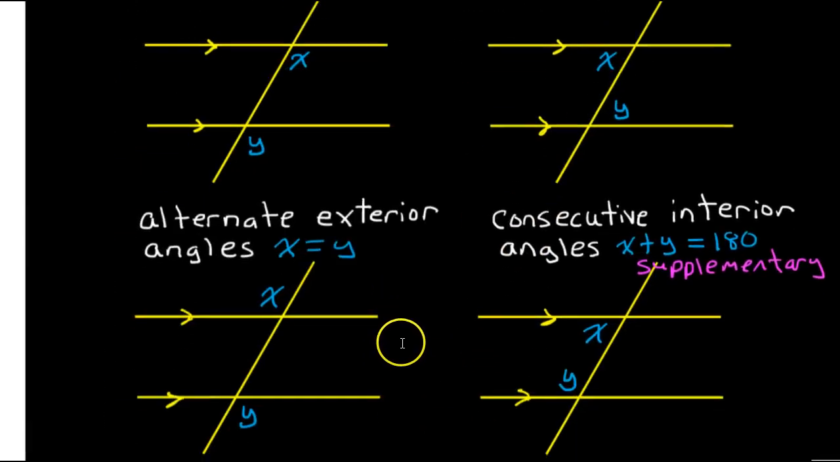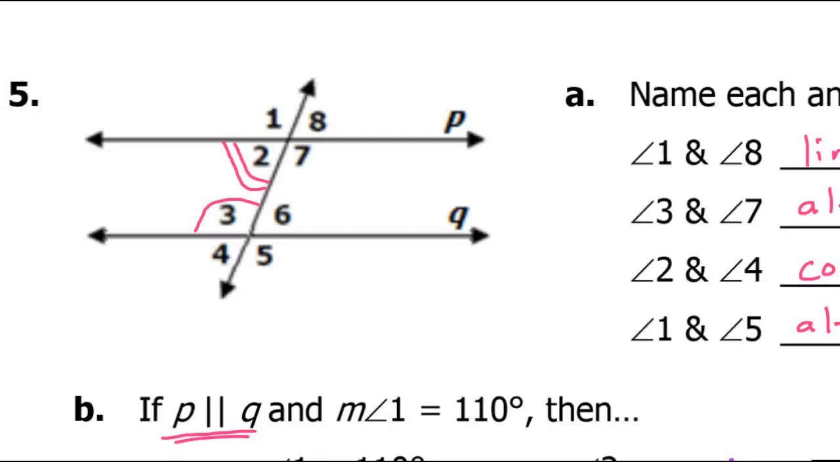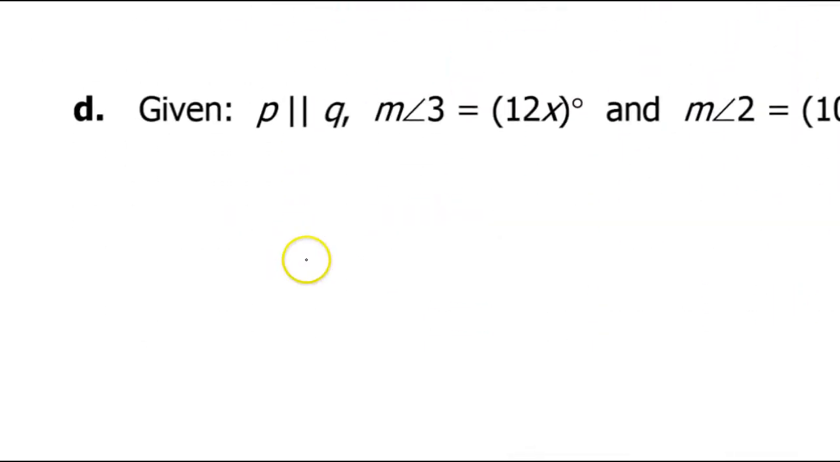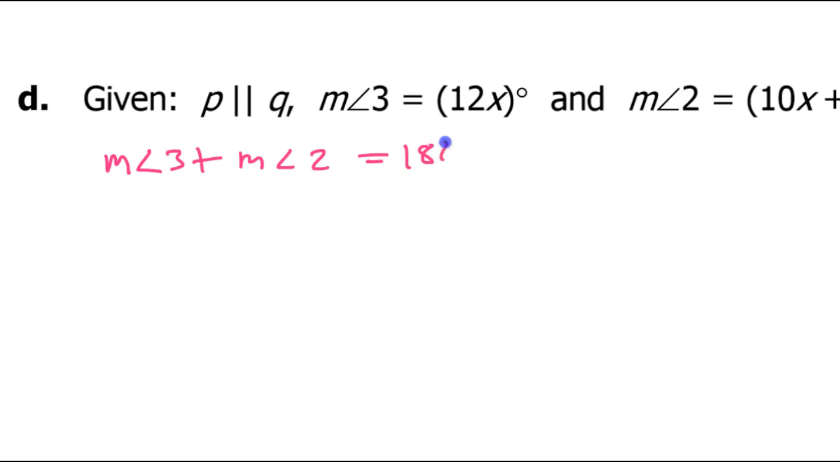Now you could sit here and memorize that consecutive interior angles are supplementary, so they have to add up to 180. But again, when it's obvious that some angles look acute and some angles look obtuse, if I give you an acute angle and an obtuse angle, when the lines are parallel, those are going to be supplementary. So angle 2 and angle 3 should add up to 180. So the measure of angle 3 plus the measure of angle 2 should equal 180.